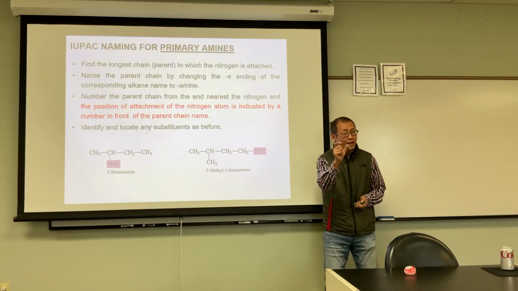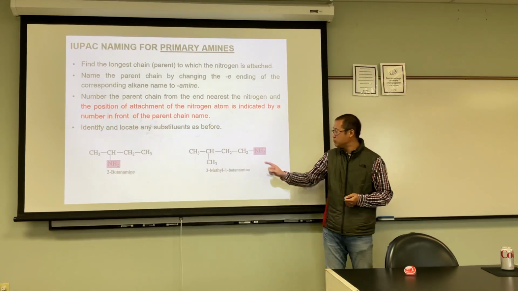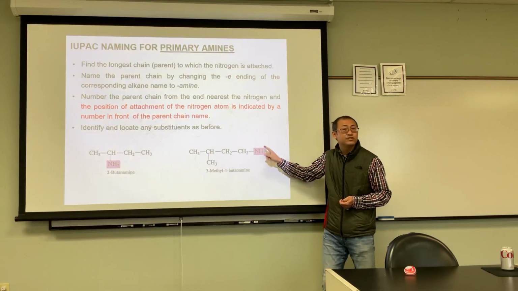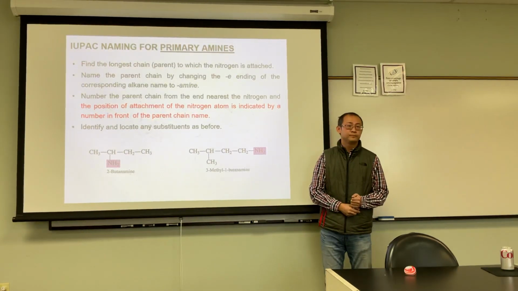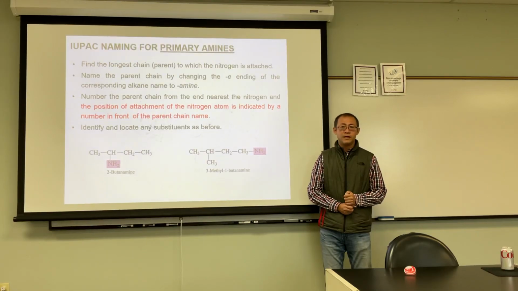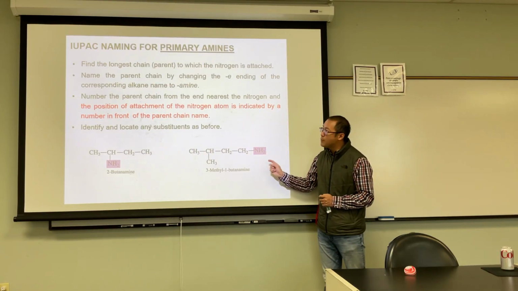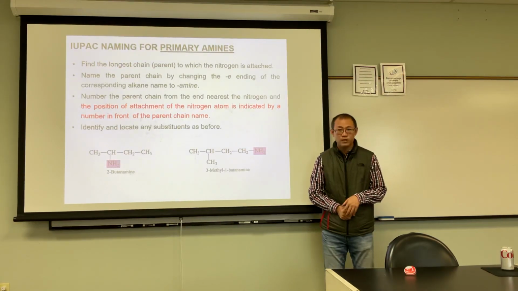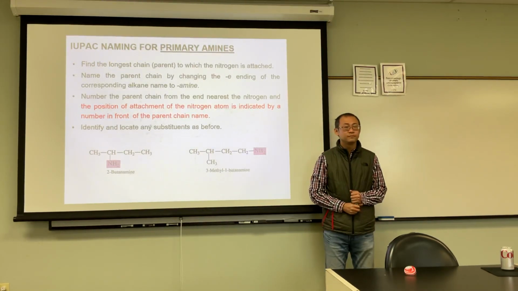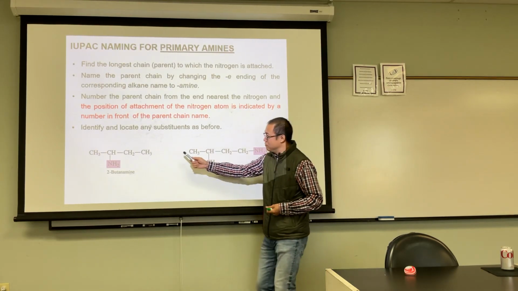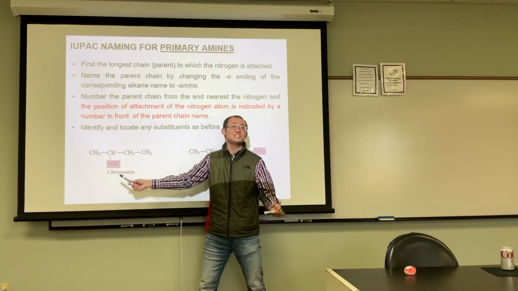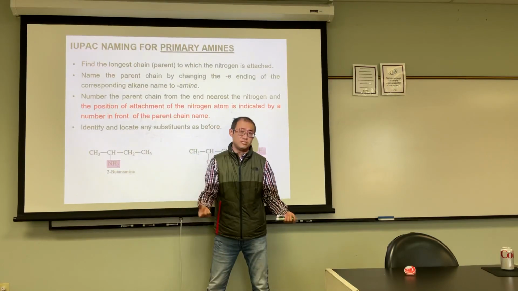Again, how do we recognize primary amines? The easiest way is to take a look at the nitrogen. The nitrogen should be what? NH2. If you see a primary amine, the naming is very similar to alcohol, if you still remember how to name alcohol. That is what? Find the longest chain with the carbon to which the nitrogen is attached. Again, we're still naming carbon chains.